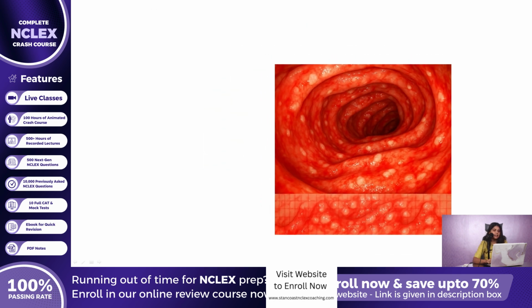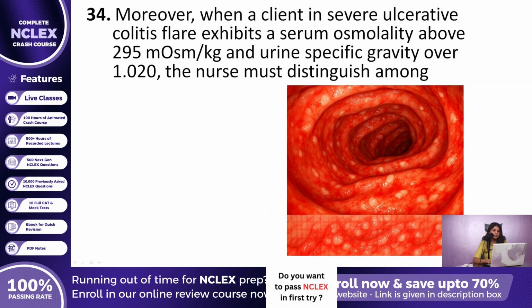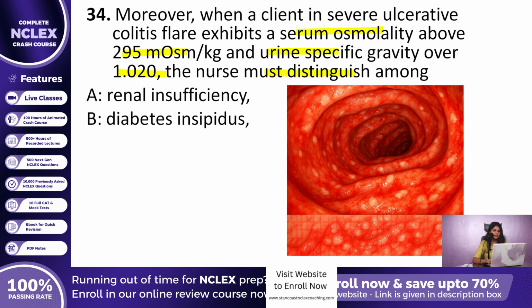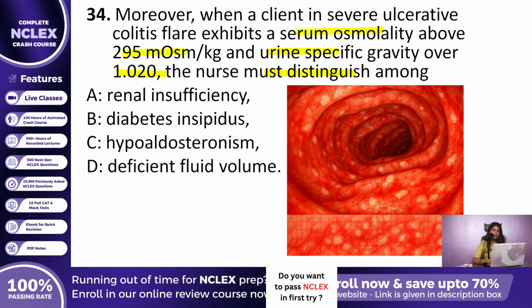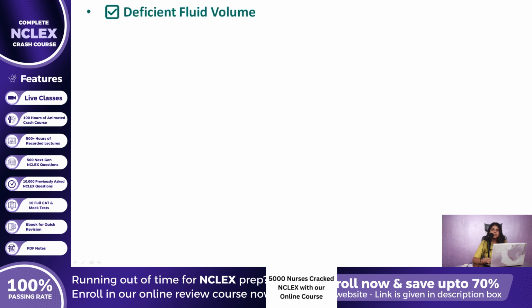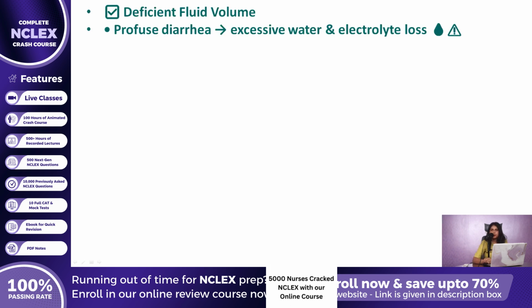Question 34. Moreover, when a client in severe ulcerative colitis flare exhibits a serum osmolality above 295 milliosmoles per kilogram and urine-specific gravity over 1.020, the nurse must distinguish among A. Renal insufficiency, B. Diabetes insipidus, C. Hypoaldosteronism, and D. Deficient fluid volume. The correct answer is D. Deficient fluid volume, because profuse diarrhea depletes water and electrolytes, concentrating both blood and urine.